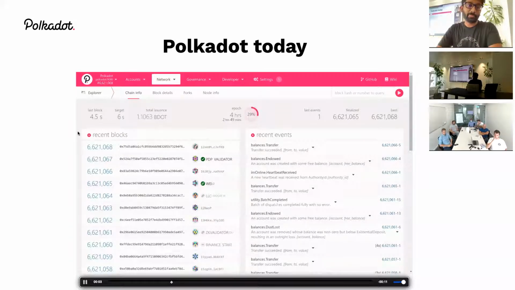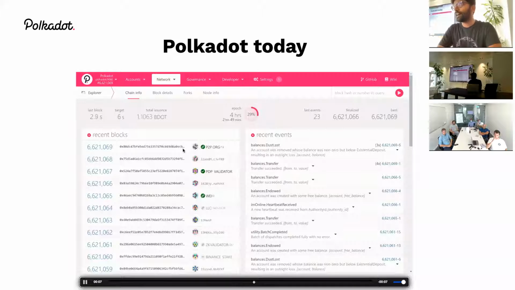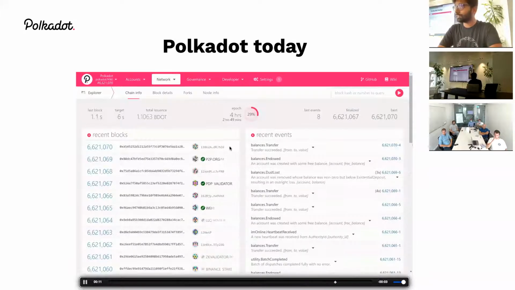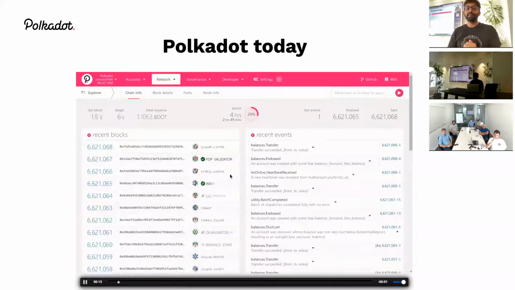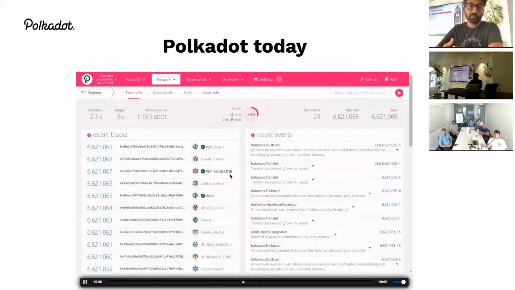So here you see the block hashes and the validators who are validating those blocks, right? Some of them have identities and some of them don't. So this is basically a snapshot of the Polkadot blockchain, which was taken today. And as we go further, I'm going to talk about other things Polkadot offers.